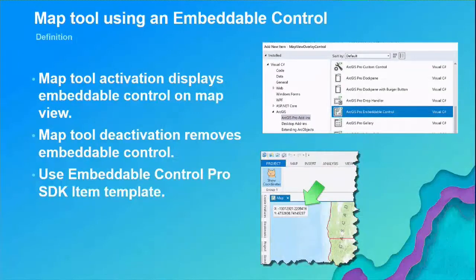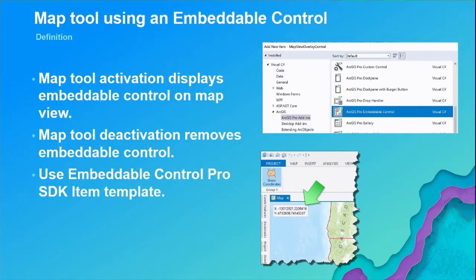Okay, now this is the embeddable control. So here in the lower right corner, you can see the embeddable control. It displays the X and Y coordinates on my top left corner of the map view, right here with the green arrow. So this embeddable control gets displayed when you activate your map tool. So this is the map tool over here, the show coordinates. You activate the tool, it displays this control. And when you deactivate the tool, the embeddable control is removed.